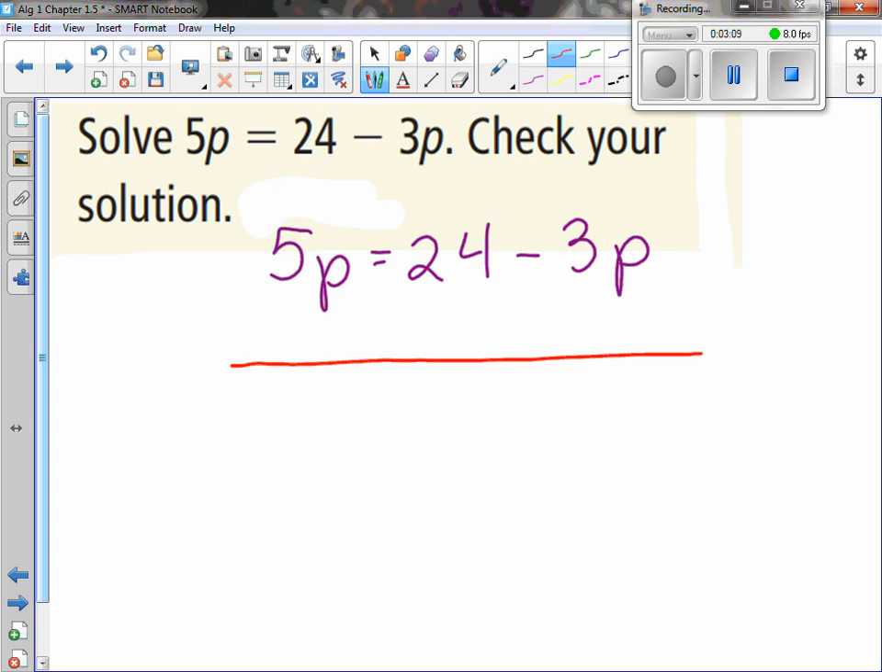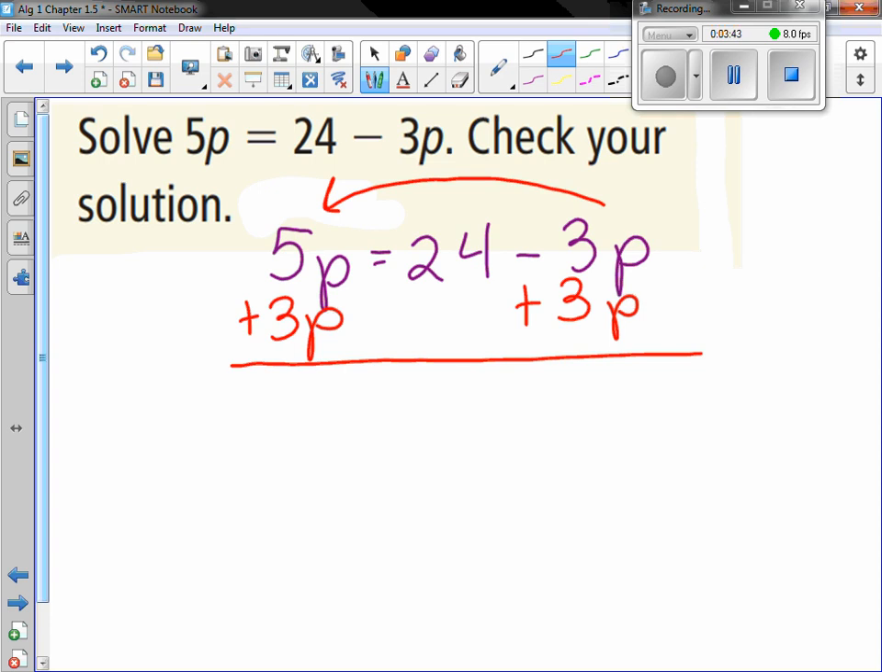I would add 3p because I have 24 minus 3p, yes? If I add 3p, I move the 3p from this side to this side. Do I have all the variables on one side? Would I have all the other numbers on the other side? Yeah. So it's easier to move it this way. Is it wrong to move 5p over? No. It's just we have to move the 10 away from it next. Does that make sense?